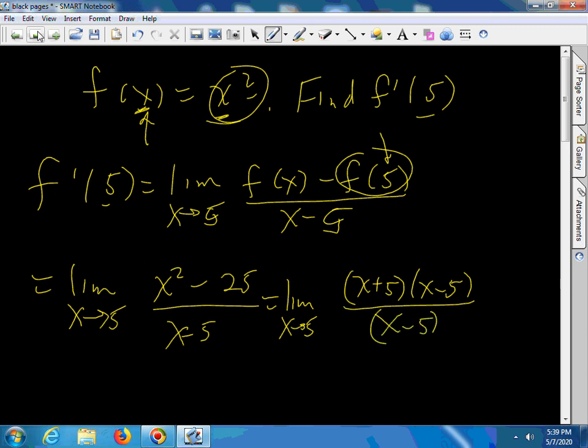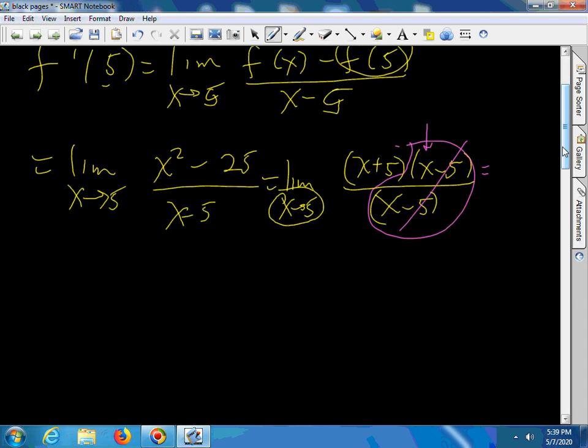Now, this fraction is not always 1. Top and bottom are the same, but it's not always 1. When x is 5, this is going to be 0 over 0. Just the purple. Okay? And I can't cross that out and call it 1 if it's 0 over 0, but it's only 0 over 0 when x is 5. Oh, look at how lucky we are. X is never going to be 5. It's going to get really close to 5. It'll never, ever, ever be 5.